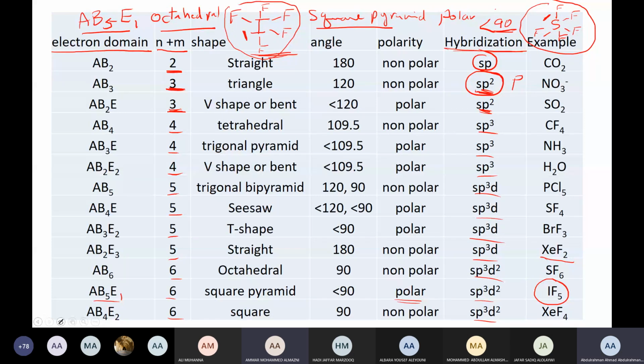Are they not hybridized? No. If it's sp, how many p orbitals are free? Two p orbitals free. How about if we have sp3? How many p orbitals free? Zero. We use them all. Is this clear?